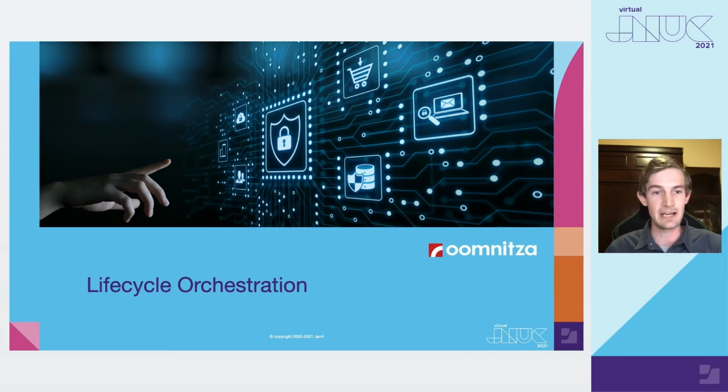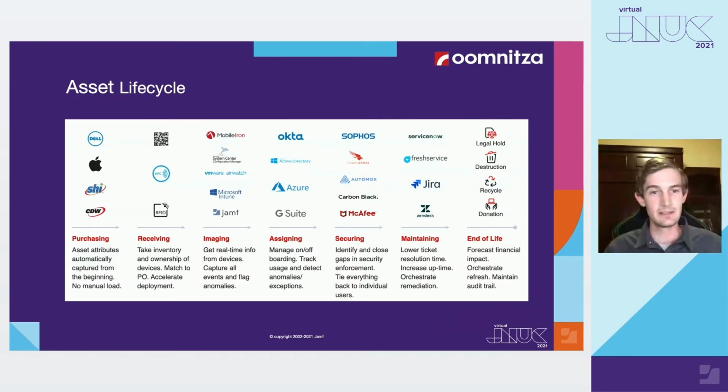With these REST APIs and a system like UMNITSA for enterprise technology management, we can unlock true lifecycle orchestration. Starting with a brief overview of the asset lifecycle. In UMNITSA, we want to track and manage a device as early on in its lifecycle as possible, which typically is around the purchasing phase.